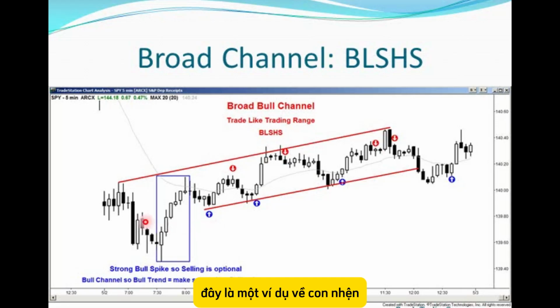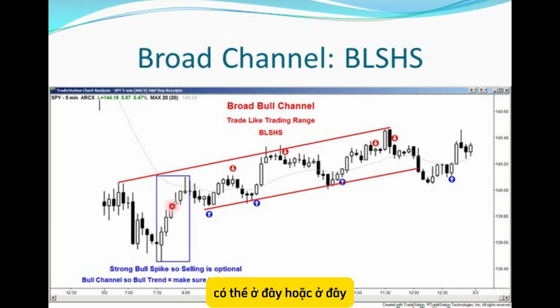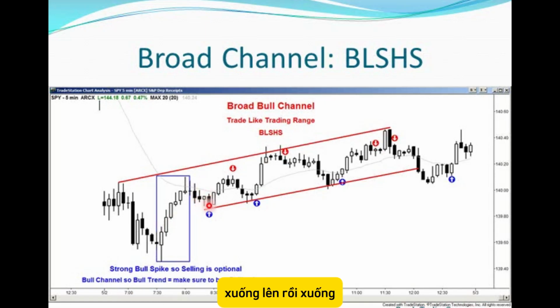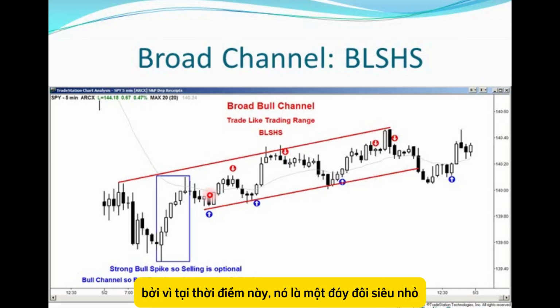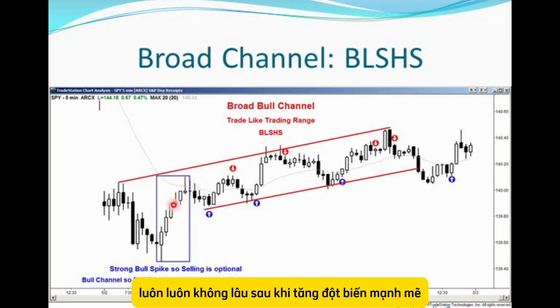Here's an example in the SPY. We have a big gap down, but then a very strong reversal up. And at this point, maybe here or here, traders felt that the market was always in long and going higher. We had a couple legs down here: down, up, and then down. Traders might have bought above the high of this bar, maybe above the high of this bar, because at this point it's a micro double bottom. The market went down and up, and then down and then up. So, I think you definitely need to get long because it's clearly always in long after this strong bull spike. So you can buy above this bar or above that bar.